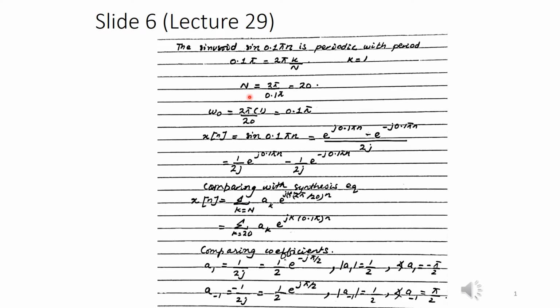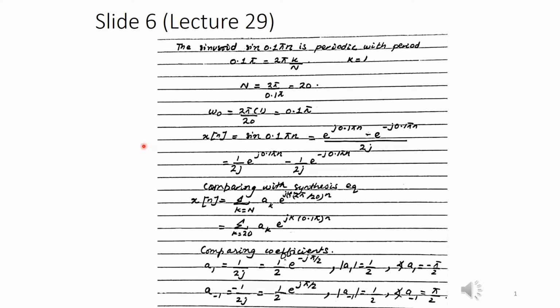So after 20 samples, the signal will repeat its value. This is in the time domain. Obviously, at the end of this discussion, we'll see that even in the frequency domain, the signal will repeat its value after N samples. So omega naught, or the fundamental frequency, is 2 pi by N, 2 pi k by N, which is 0.1 pi.